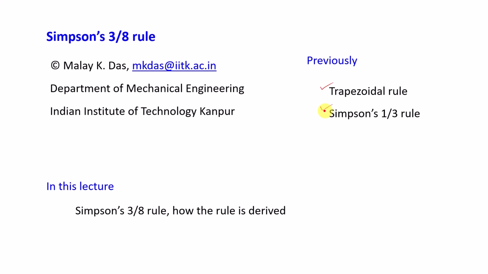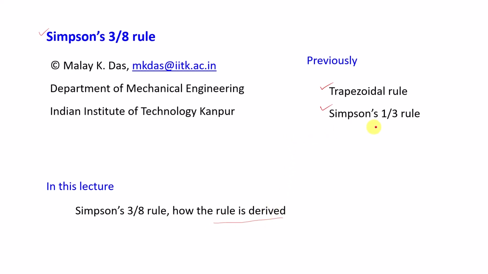Here in this lecture, we'll talk about Simpson's 3/8 rule, which is also as accurate as Simpson's 1/3, but it requires the number of intervals to be a multiple of 3. Together, we can manage odd or even numbers of intervals, and we'll see that in this lecture. Also, we'll discuss how this 3/8 rule is derived.